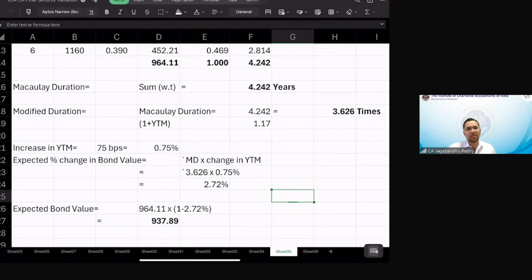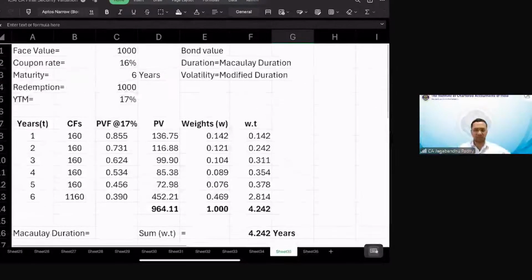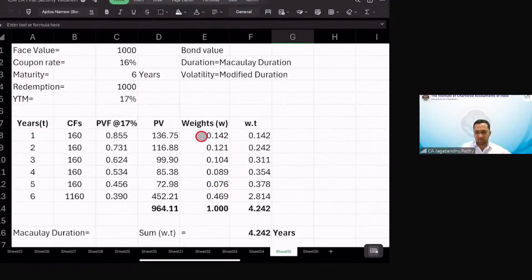They've used different methods. Instead of calculating weighted average by taking weights, you can simply do one thing, which is T into PV, then whole divided by PV. Instead of calculating along with weights, you can do it with PV also. It's just the same thing.